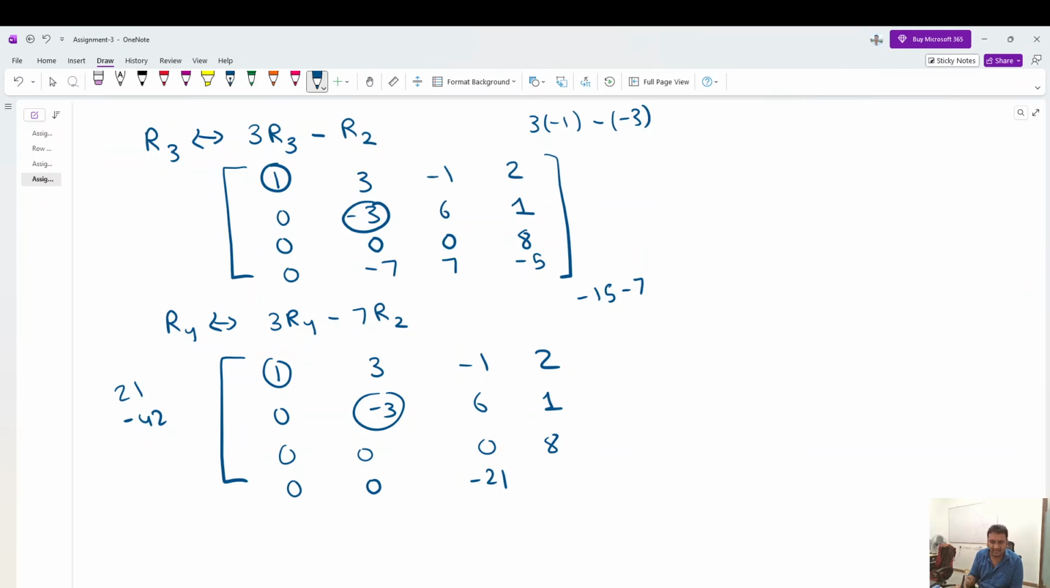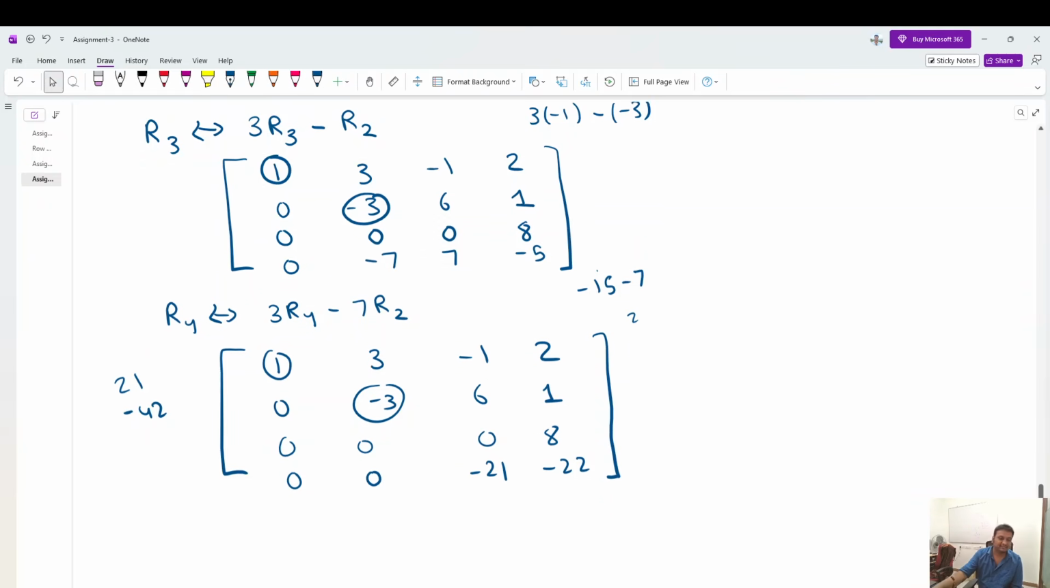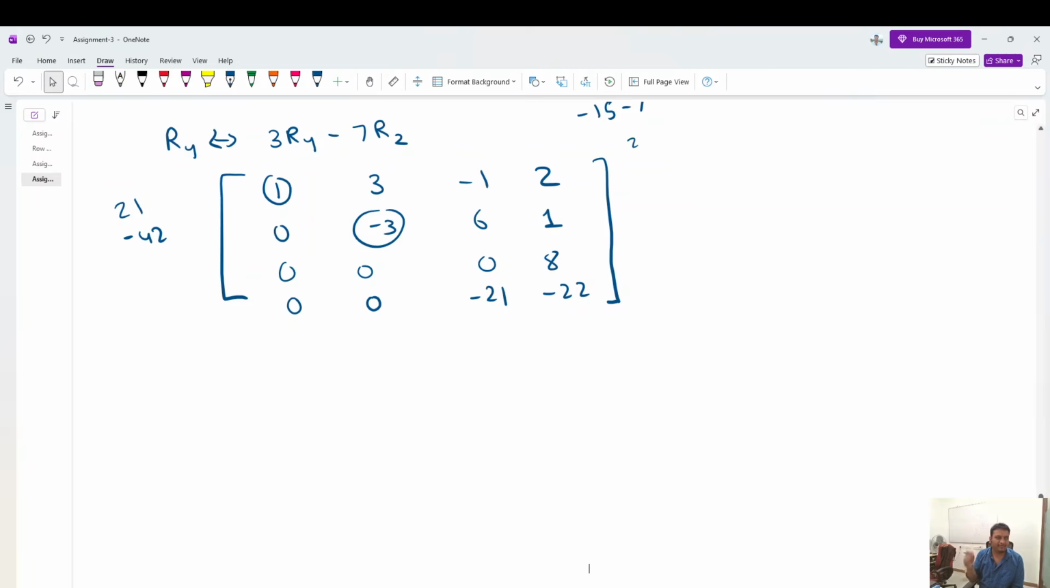5, 6, 7, right? So what you have here? 7 plus 5. It is 21, minus 22. My God, see how weird calculations are. I mean, I would have done it in some simple way, but it doesn't matter. Now you have to look for the third entry, right? And below that, everything should be 0.